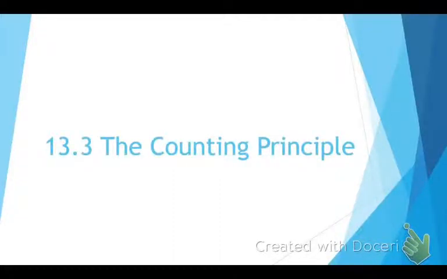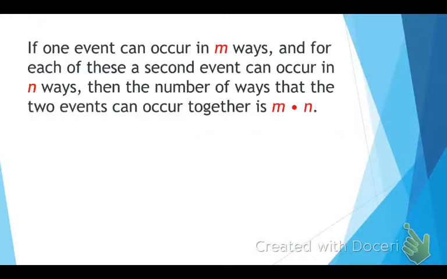Today we're going to talk about 13.3, the counting principle. There's one main idea that I want you guys to get with this. Read it to me, please. If one event can occur in M ways, and for each of these a second event can occur in N ways, then the number of ways that the two events can occur together is M times N. Excellent. We're going to use this concept and idea for the entire lesson today.